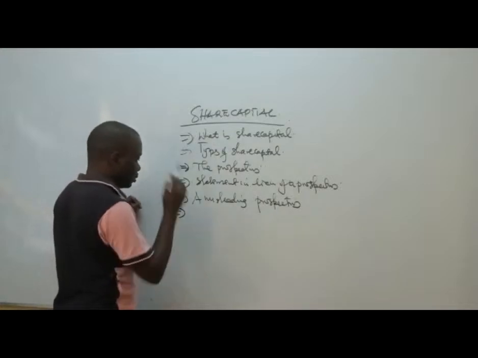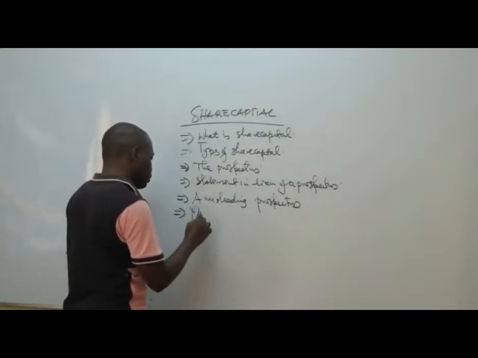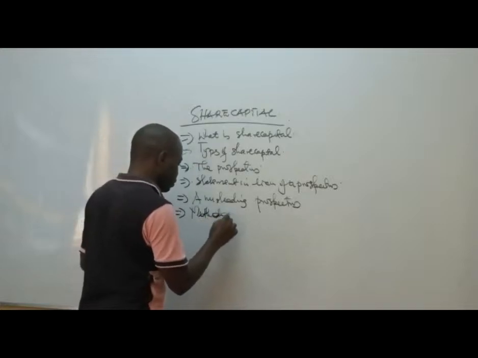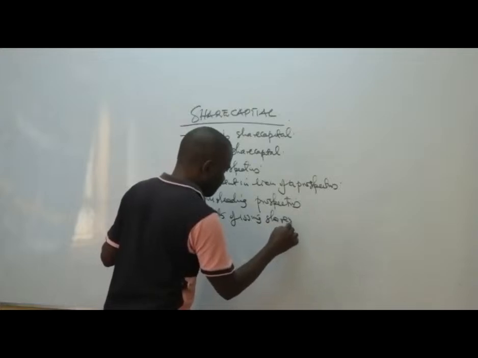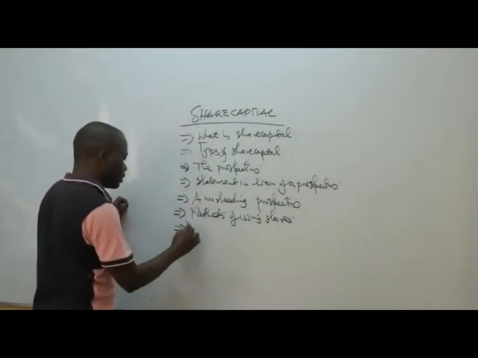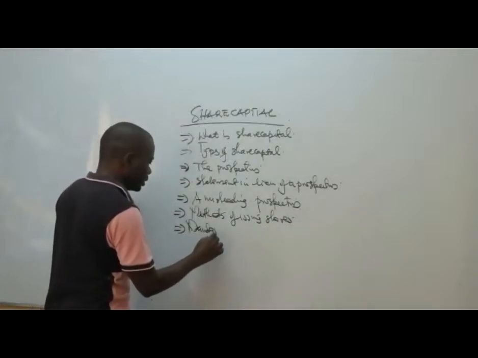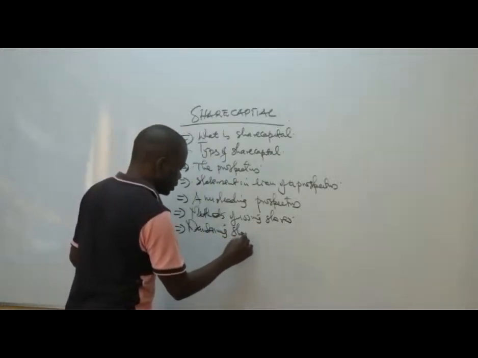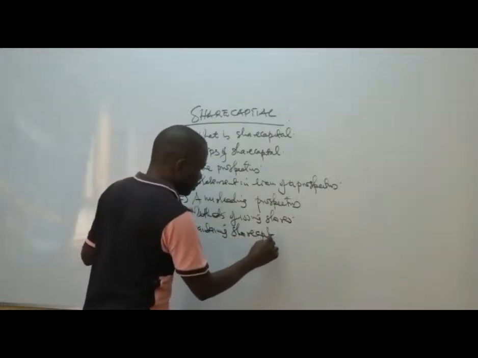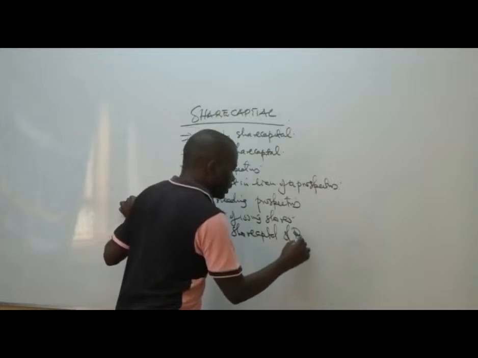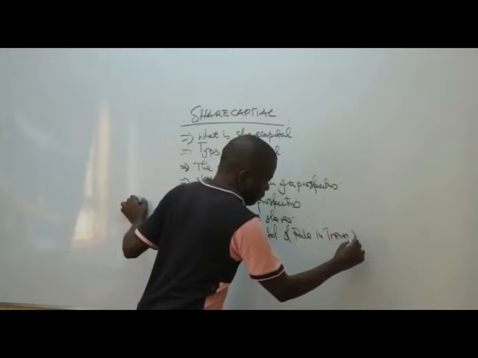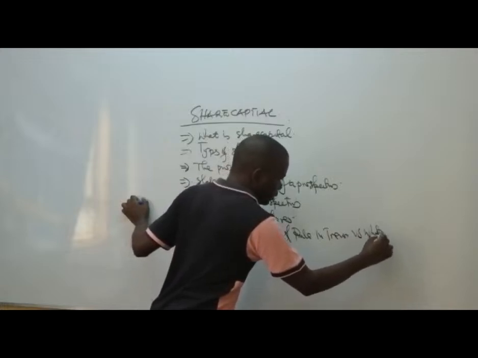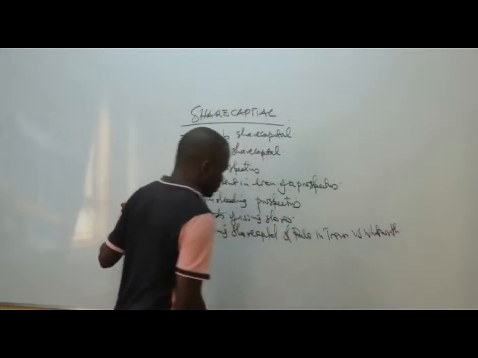So we need to also know something about methods of issuing shares. Then there's something about maintaining the share capital, and the rule in Trevor versus Whitworth.